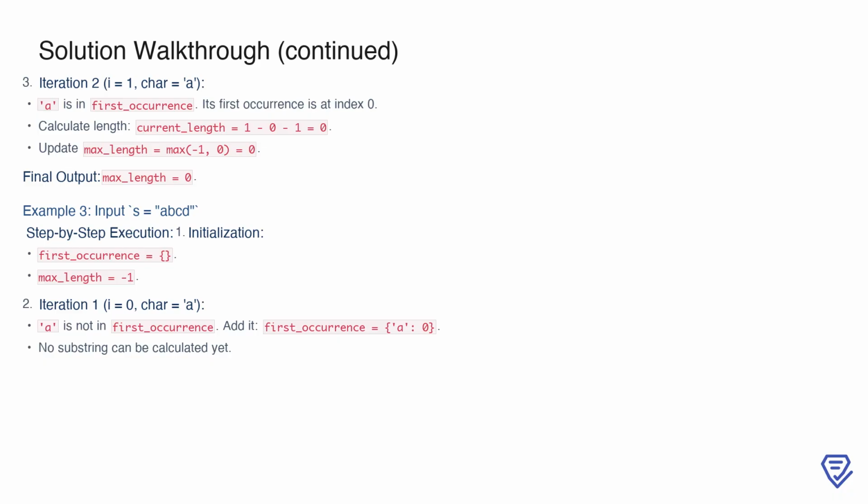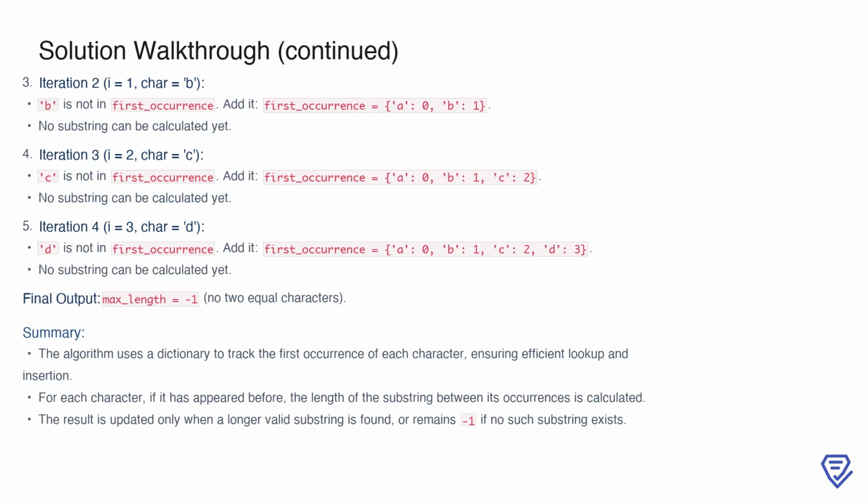Finally, let's consider an example where no characters repeat, such as s equals "abcd". As usual, we start with first_occurrence equals {}, and max_length equals -1. At index 0, the character a is added to the dictionary as {a: 0}. No substring can be calculated yet. At index 1, the character b is added to the dictionary, resulting in {a: 0, b: 1}.